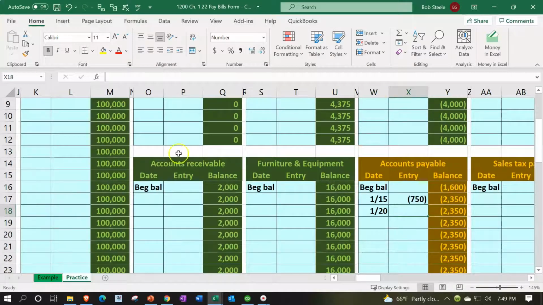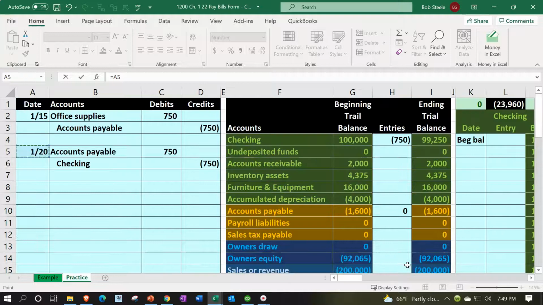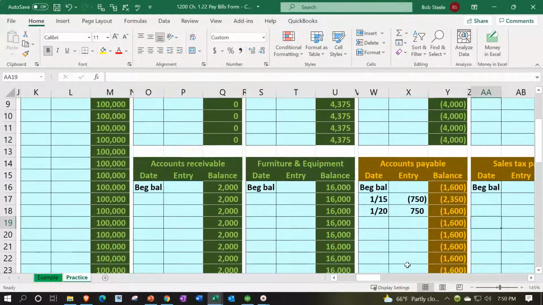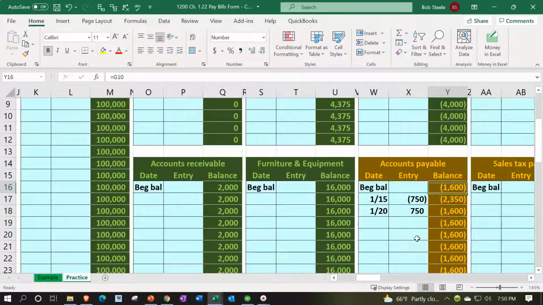We're in cell X18. I'm going to say equals. Hold the left arrow down till we hit the wall, hitting the wall. Scrolling up, we're going to find that 750 in C5 and enter. If I double click on that 750, you could simply type in equals C5. We now see that the accounts payable went from 1,600 up in the credit direction to 2,350.